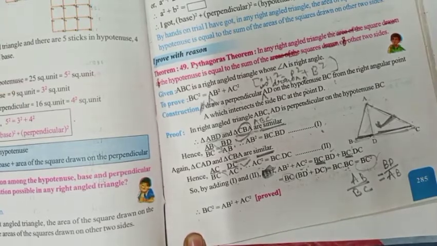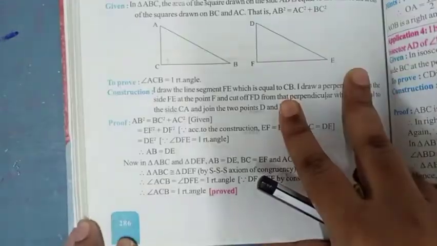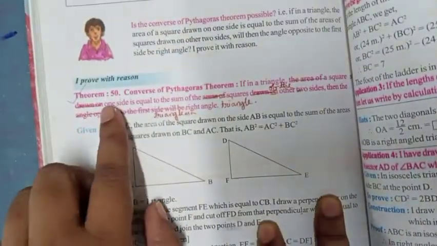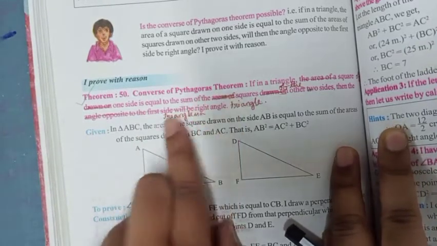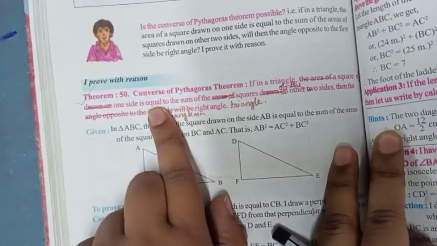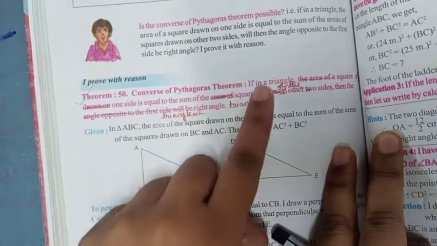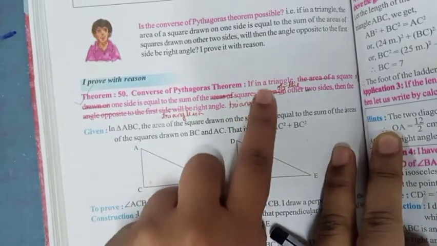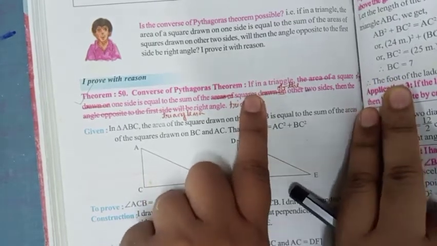Okay. Now class 10, see theorem 50, page number 286. In theorem 50 it is the converse of Pythagoras theorem. Sometimes in the question they will write prove that converse of Pythagoras theorem, or sometimes they will give this question. In this question there is some mistake. I am telling you what the mistakes are. Now see, I am reading the question.